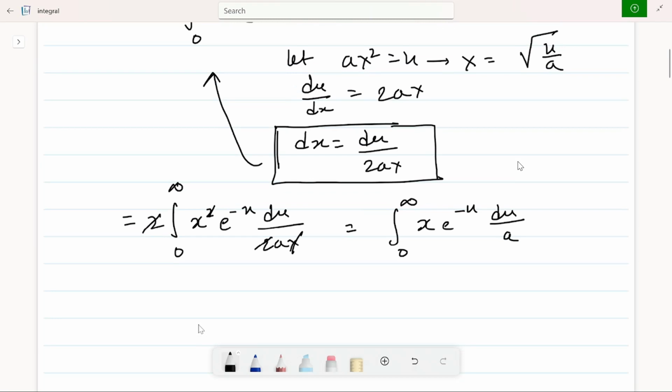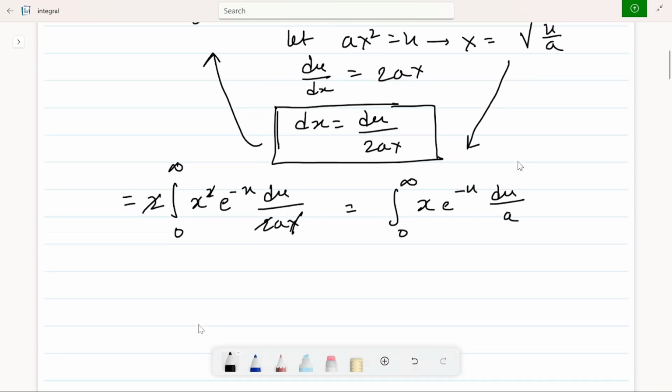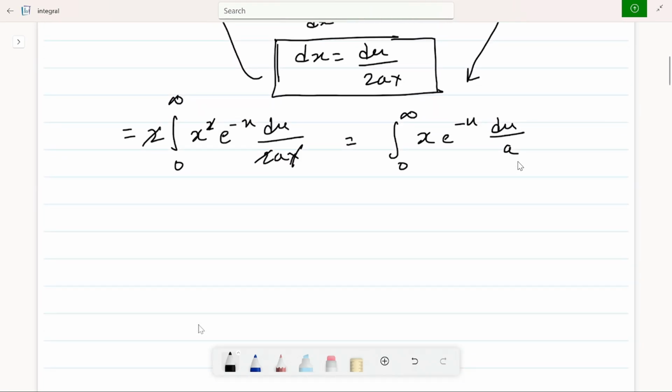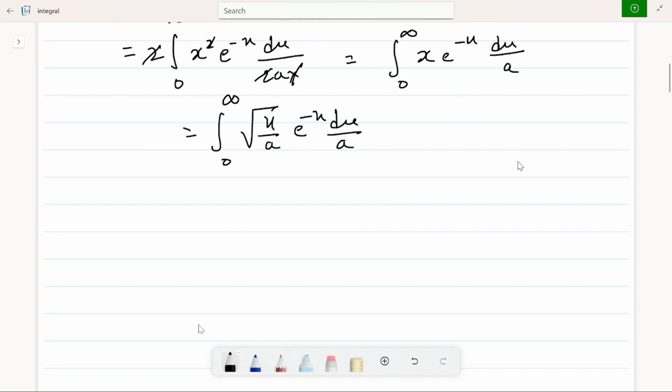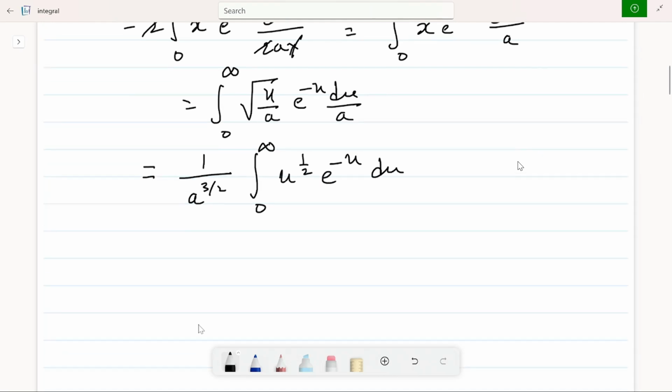Now we can substitute the value of x from here and put this back in the integral. We'll get the integral from 0 to infinity of square root of u upon a times e to the power minus u du upon a. Now notice we have a times square root of a, so we'll get 1 upon a raised to the power 3 by 2 times the integral from 0 to infinity of u to the power 1 by 2 times e to the power minus u du, right?